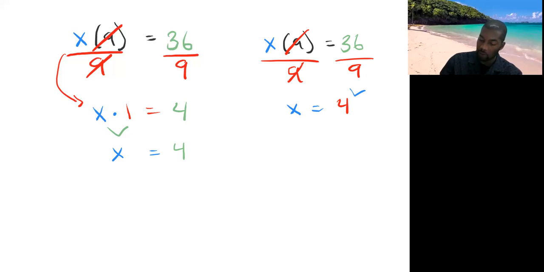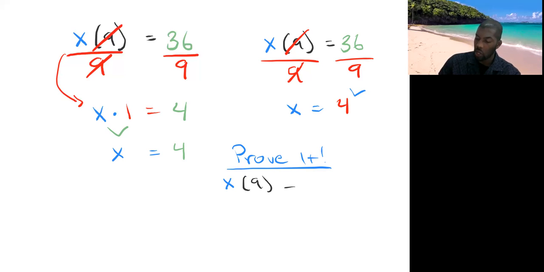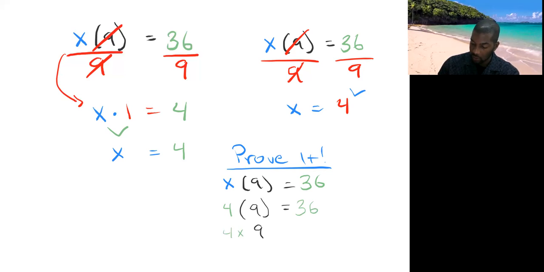So since I say that x is equal to 4, now I can prove it. So I can do x, rewrite the original equation, times 9 is equal to 36. Then I could say, all right, let's replace this x with what we say it is, which is 4. 4 parentheses 9, which is the same as saying 4 times 9. 4 times 9, does that equal 36? Yes, it does. 36 does equal 36. It works. X is equal to 4.